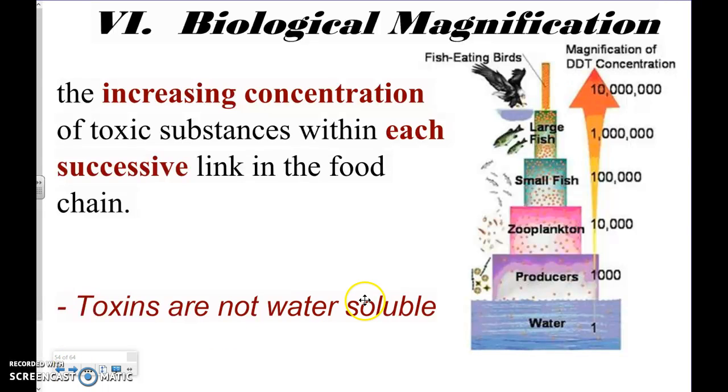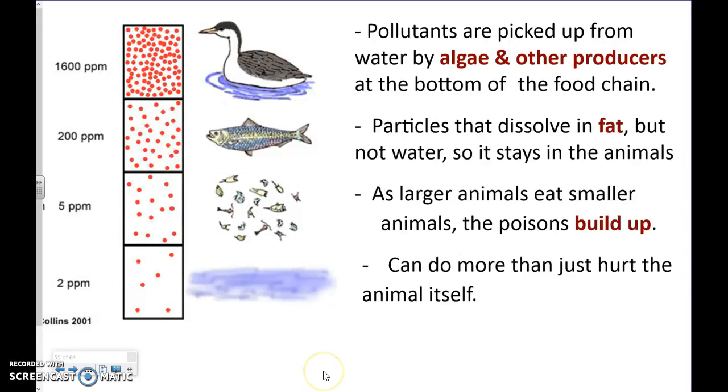Okay, so over here you have a picture of water with some chemicals in it, and what I want you to notice is as you go up the food chain, you have your energy getting smaller, right? But we also have the amount of toxins getting much larger in that smaller amount. Pollutants are picked up from the water by algae or producers, the bottom of the food chain. And the ppm here stands for parts per million. So how many pieces of the chemical are found in 1 million molecules of water.